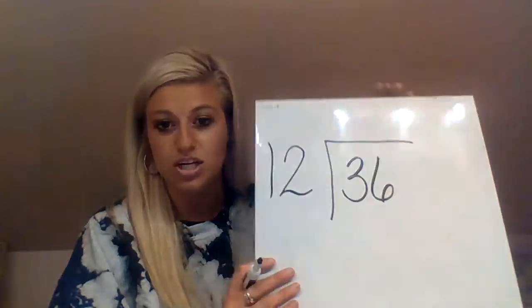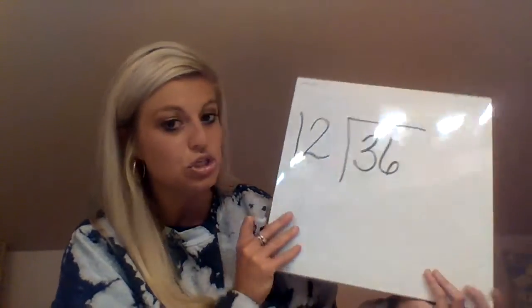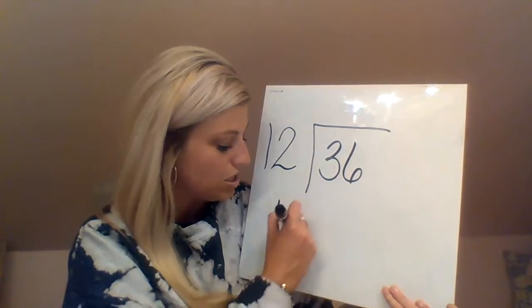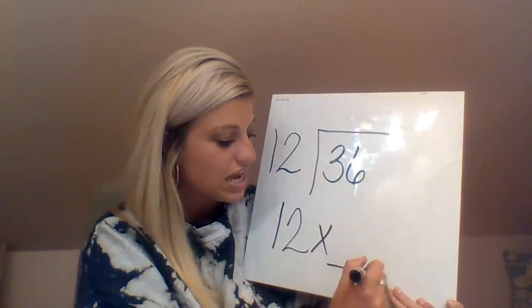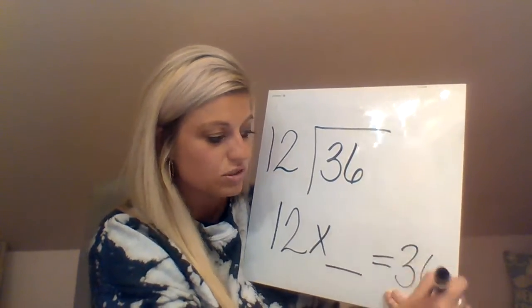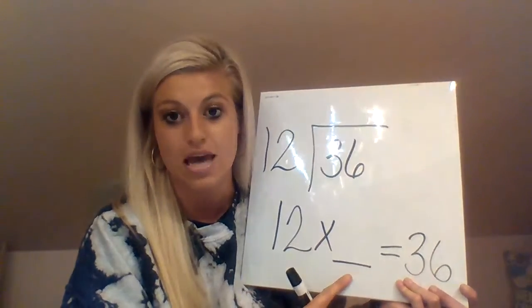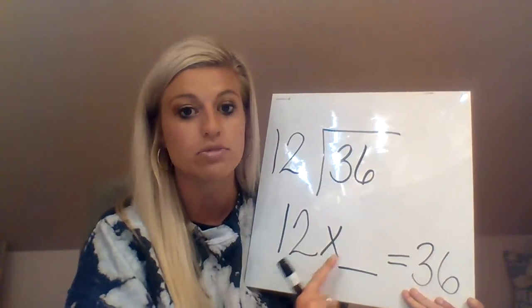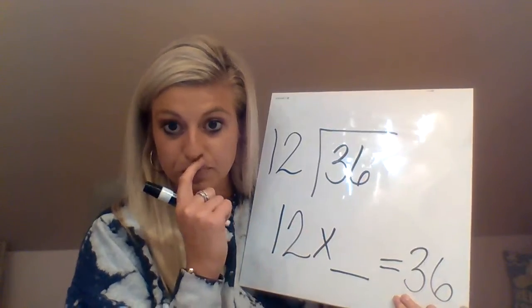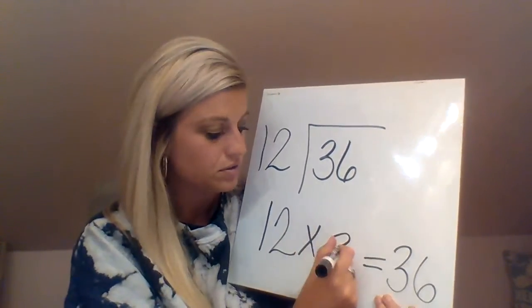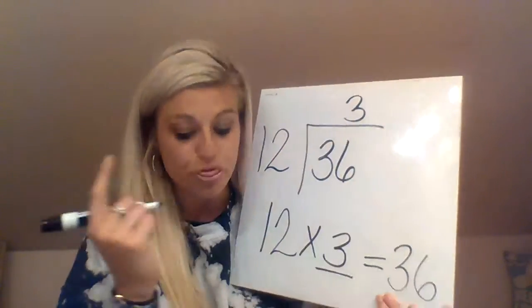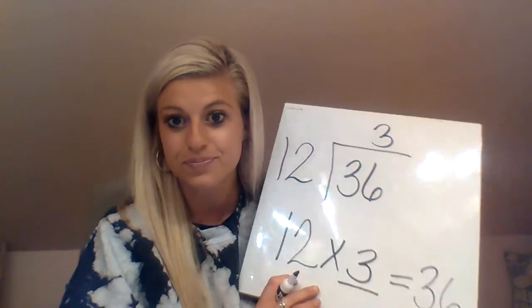Again, you don't even really need your division house for this one because you know your multiplication facts. So you know that 12 times the number equals 36. And we're trying to fill in that missing number. 12 times what equals 36? 3. So my answer is 3 feet.